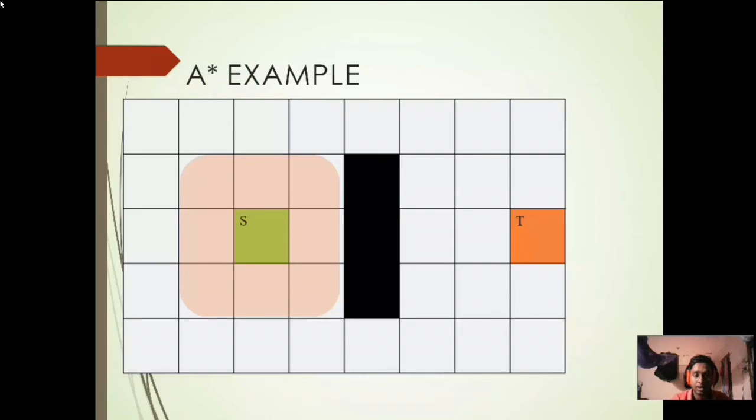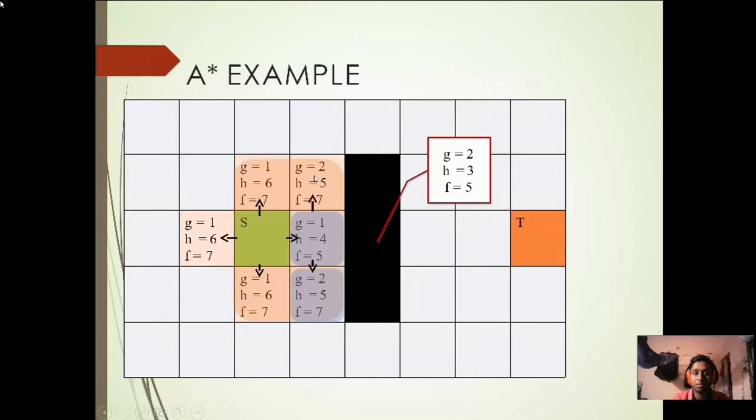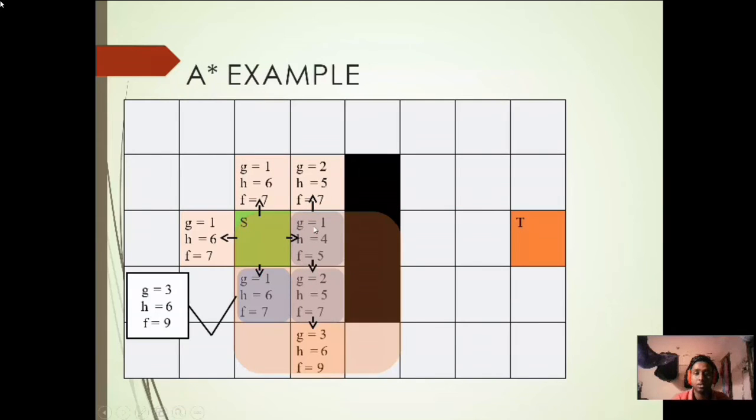For better understanding, let's solve one more question. Here S is the starting point and T is our destination point. First we'll find the value of f in all the possible directions, and we will move in that direction where the value of f remains small in comparison to the others. After moving in that direction, we will find f for the other nodes in the coming path also, and we will move in the direction where the value of f remains small.